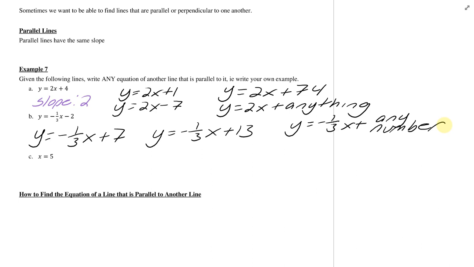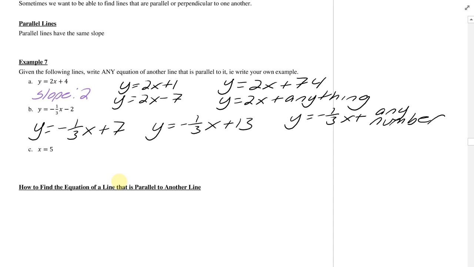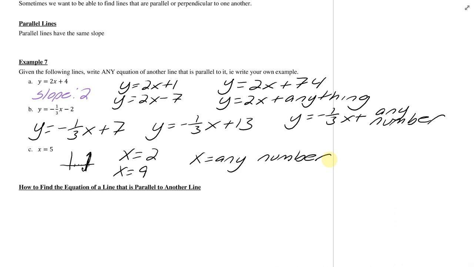So if you think about it, x equals 5. So here's 1, 2, 3, 4, 5. So it would be one of these vertical lines. So I just need the equation in this case of another vertical line. So something like x equals 2 or x equals 9. Totally doesn't matter. It could be x equals any number, and it will be parallel to x equals 5.